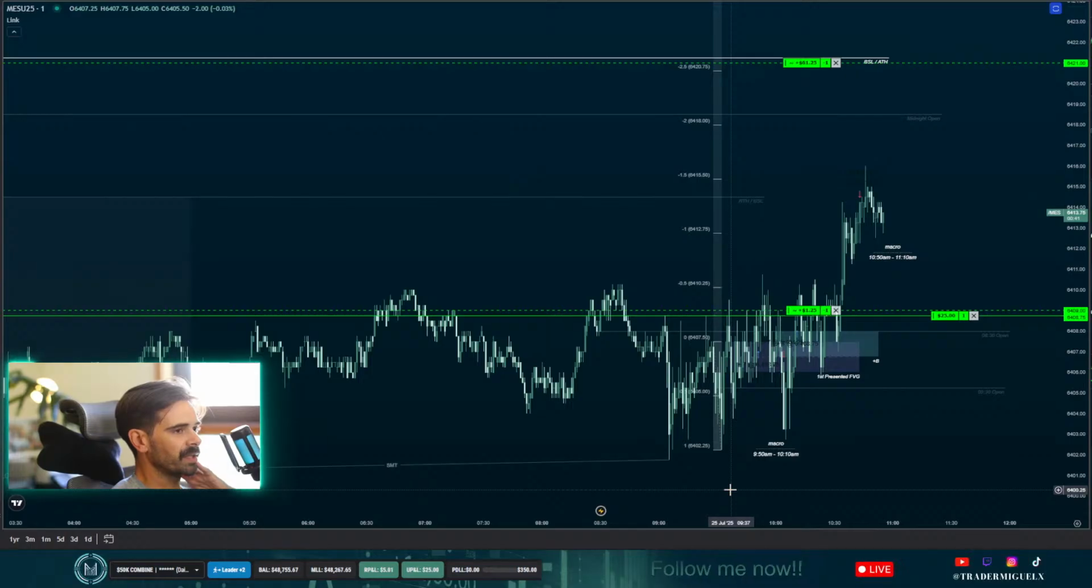And I know what you mean when you say that the ES is the strongest asset. Yeah, it is. In fact, on the high time frames, it is. But not today in this particular case, in this micro range here.